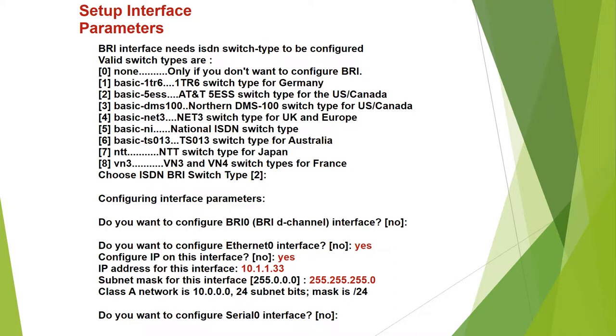10.1.1.3. The subnet mask for this interface is 255.0.0.0, 255.255.255.0. The class A network is 10.0.0.0/24. The subnet netbit mask is /24. Do you want to configure the next interface?